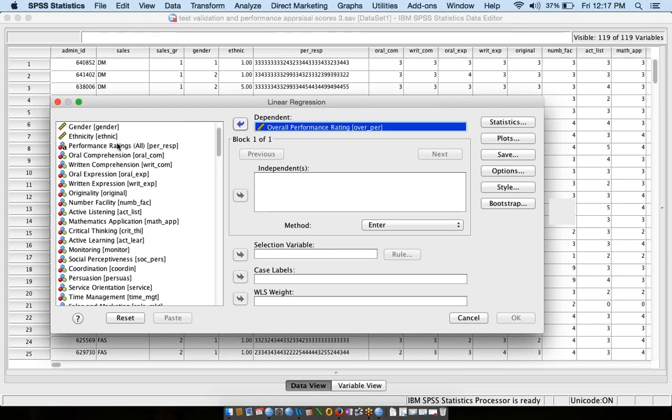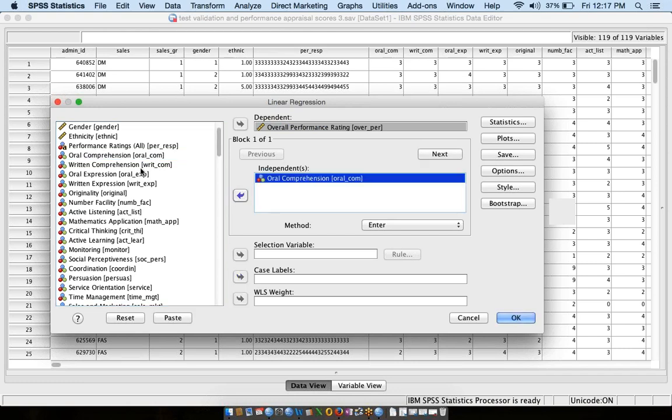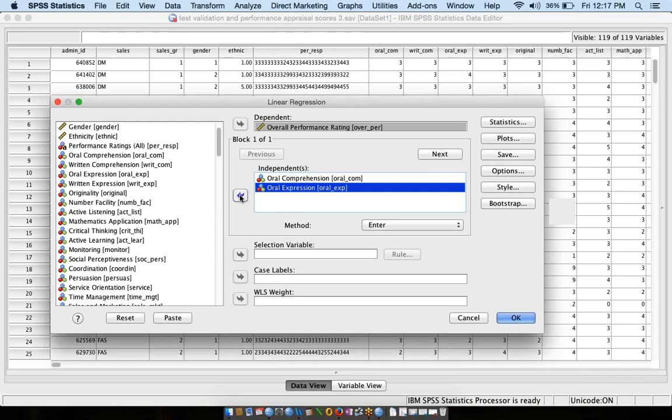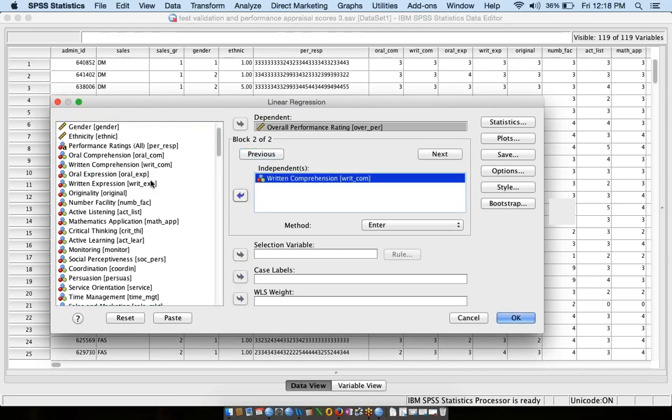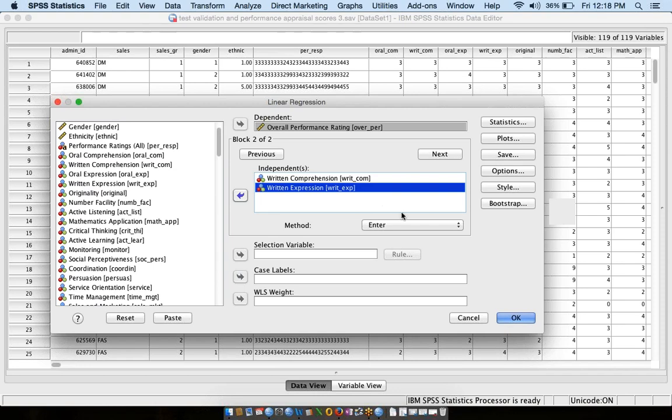Okay, here we go. I'm going to do oral comprehension and oral expression. Those are my predictors for block 1, and you can see block 1 of 1 is up here. My method is enter. And to get to the next block, I want to hit next. Now it says block 2 of 2. I'm going to add written comprehension and written expression, leaving it at enter.